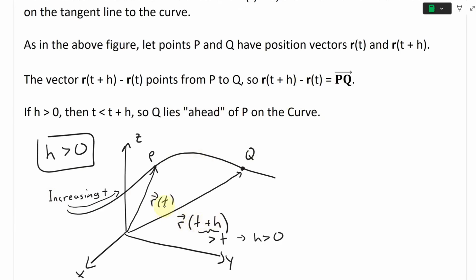This is just going to be PQ. So this is PQ, like that vector. And this is ahead of it. And again, this is just r of t plus h like that. So that's just that one. And you could recall how you can add vectors. So r of t plus PQ equals this one. So then to get this one, you just move this over to the other side, and then you subtract them.